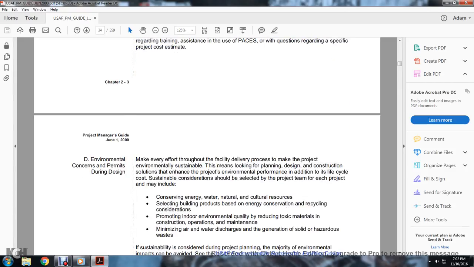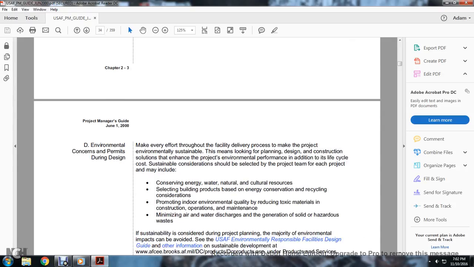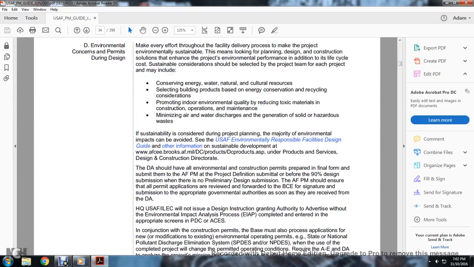Environmental concerns and permits during design. Make efforts throughout the facility's life to deliver the project with environmental sustainment, looking for planning, design, and construction solutions to enhance the project's environmental performance. In addition, with life cycle cost, sustainable considerations should be selected with the project team, and each project may include conservation of energy, water, natural, or cultural resources. Select building products based on engineering, conservation, and recycling programs, promote indoor environmental quality by reducing toxic materials in construction, operation, and maintenance, minimize air and water discharge and the generation of solid and hazardous waste, and promote sustainability and conservation during projects.